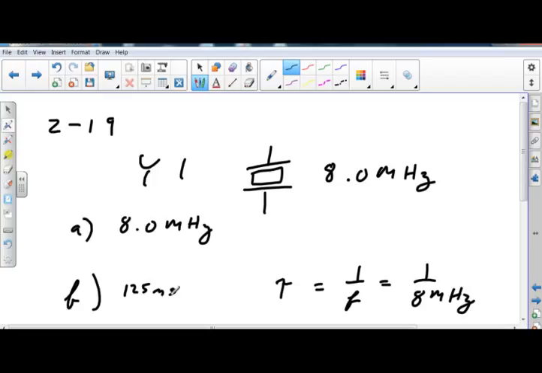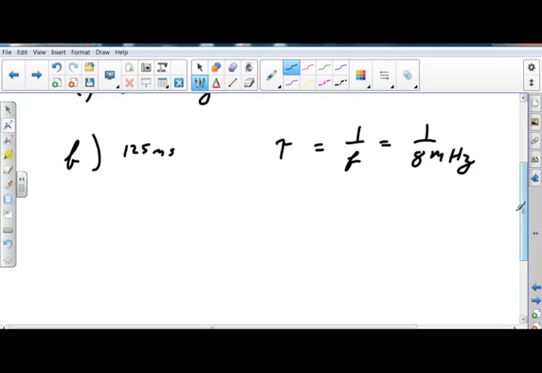1 divided by 8 E 6. Yep, that's what it is. And then we'd ask ourselves, how many significant digits do I have? 2, 8.0, right? So I have 2. So I would round that off to 130 nanoseconds, and I'd call that my right answer.